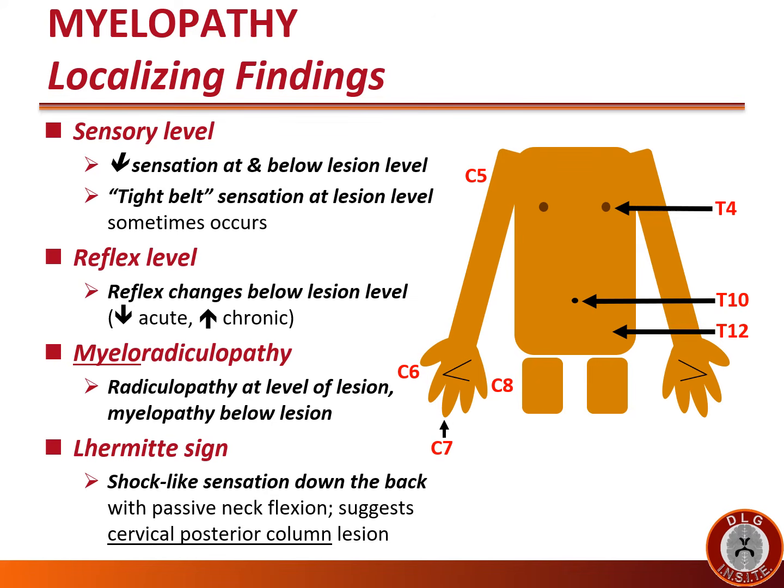have a myeloradiculopathy at C6. The lesion must be at C6. The lateral sign, the horizontal sign, is C6. The vertical sign is the spinal cord symptoms of the sensory level.